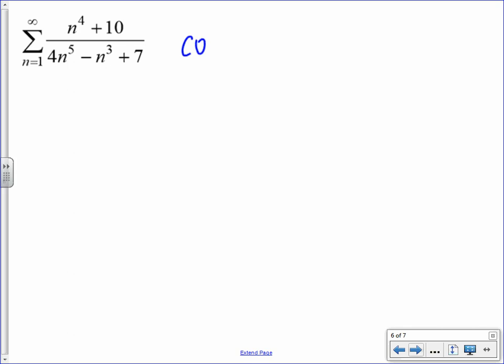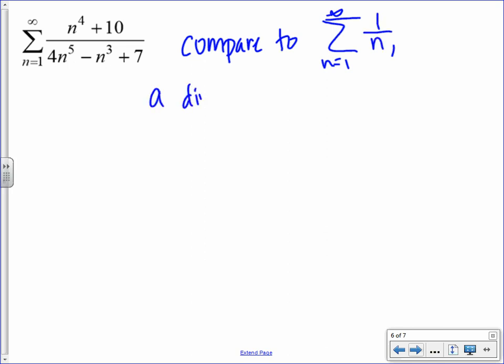So we're going to compare to the series of 1/n. What do we know about that series? It's a divergent p-series. It's actually the harmonic series. Okay?